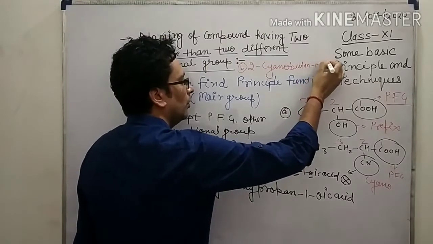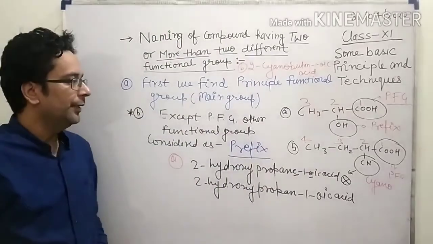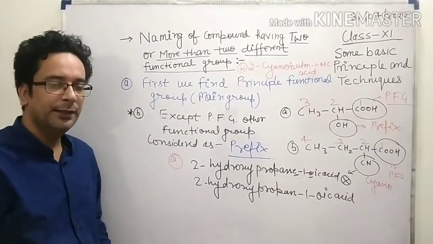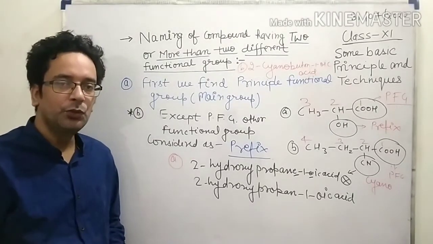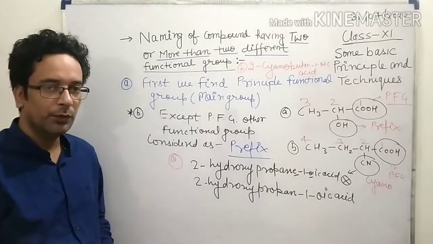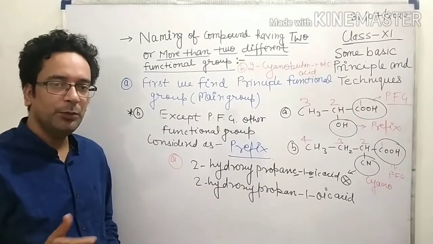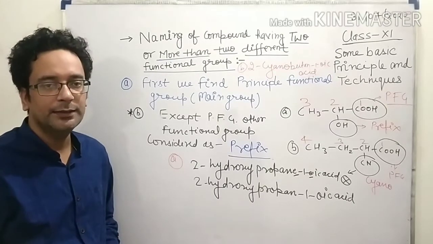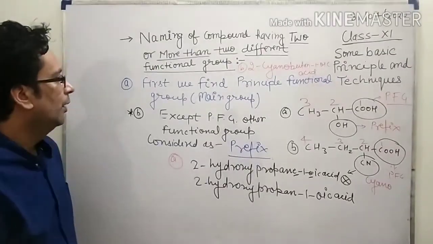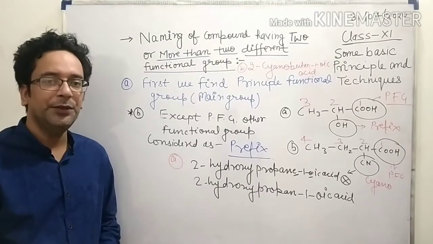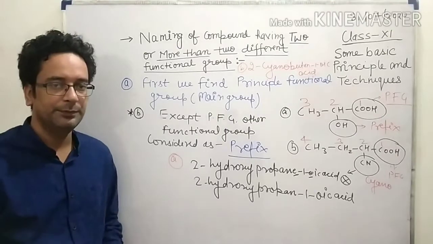1-oic acid. Okay, so in this way we can write the name of an organic compound having two or more than two different groups. Okay, first you find the principal functional group. Except the principal functional group, all are considered as a side chain, are considered as a prefix. Okay, now all of you take a screenshot of this and note it down in your copy. In the next part I am going to discuss some more examples.